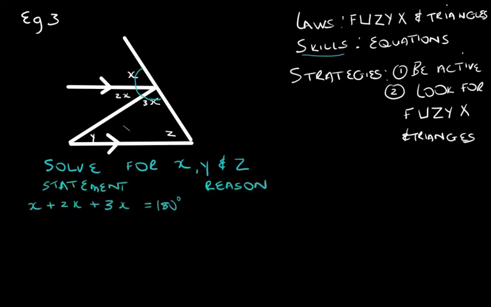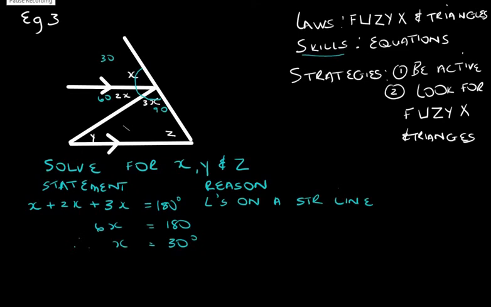So let's solve for x. So 6x will be equal to 180 degrees and x will be equal to 30 degrees. So that one will be x, which is 30. That will be 2 times 30, and that will be 3 times 30, which is 90.